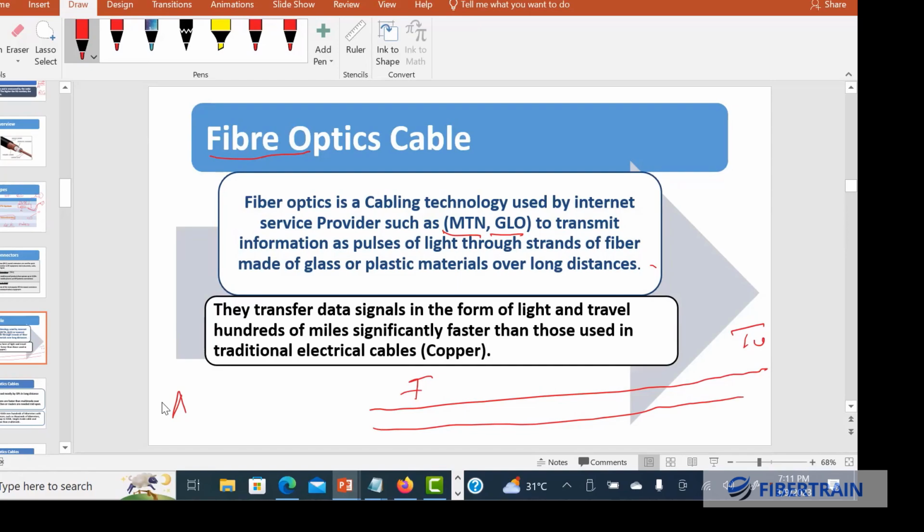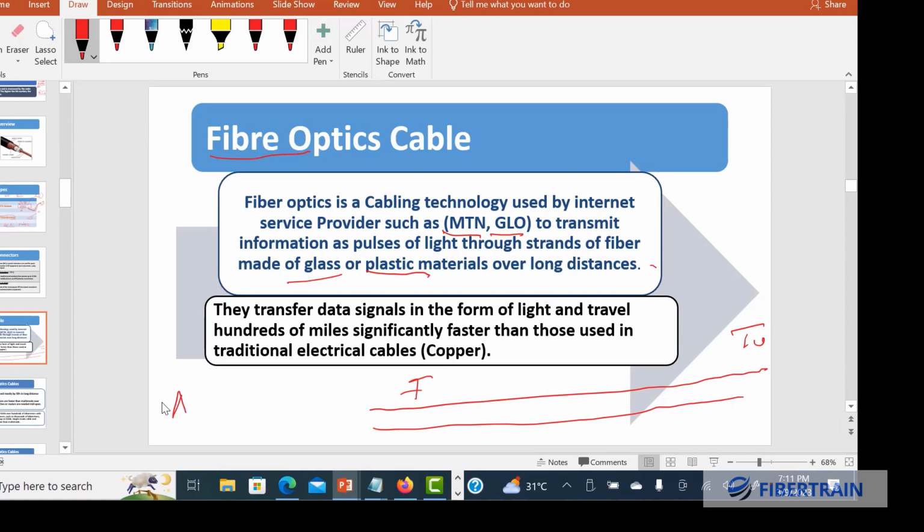So fiber optics is that good. It transfers data signals in the form of light and at a very monstrous speed. Some of these fiber cables are made of plastic material, while some other fiber cables are made of glass. Cables made with glass are much more expensive compared to the ones made with plastic. But the point is, we use these cables in long distance connections.